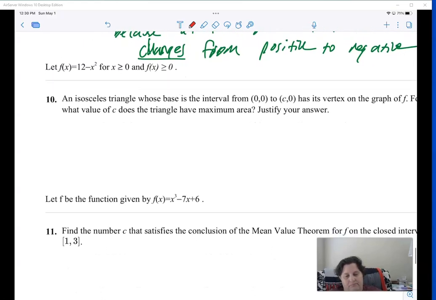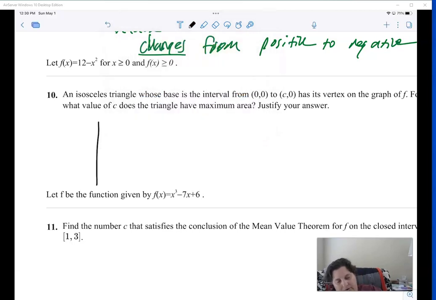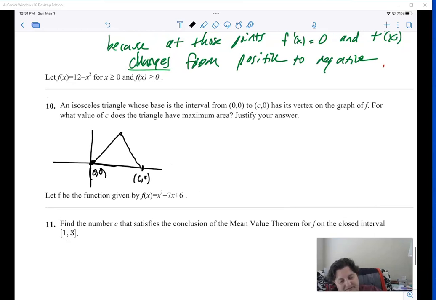All right. An isosceles triangle whose base is on the interval from 0, 0 to C, 0, and then that's going to be like up there, has its vertex on the graph of f. This is tricky. Now, you guys, I happen to know what that looks like. I'd like you to know what it looks like. Basically, an upside down parabola that's 12. Okay. So that point is the point x comma y, but y is 12 minus x squared. Okay? What value of c does the triangle have a maximum area?